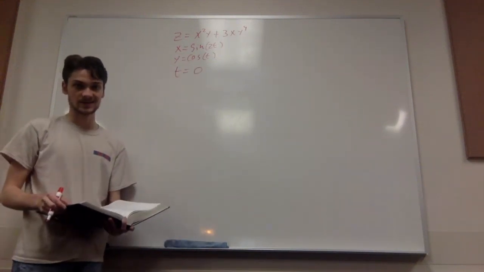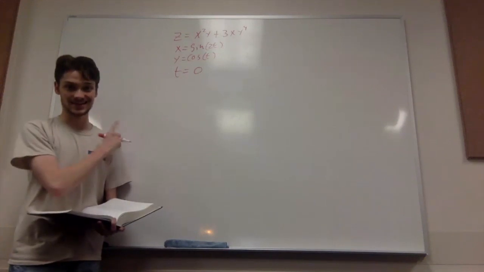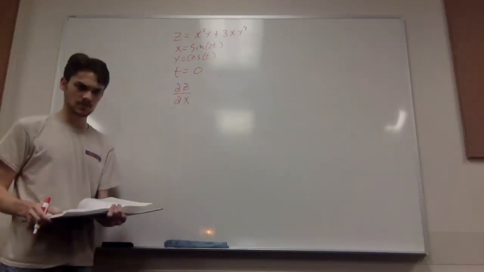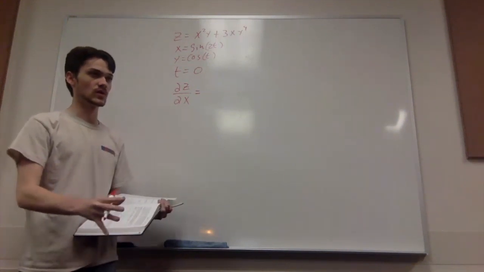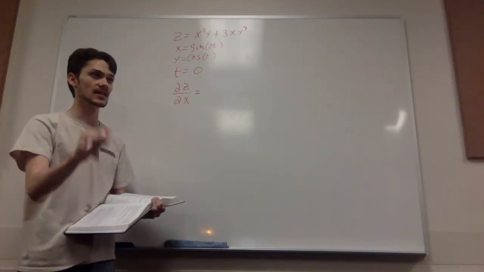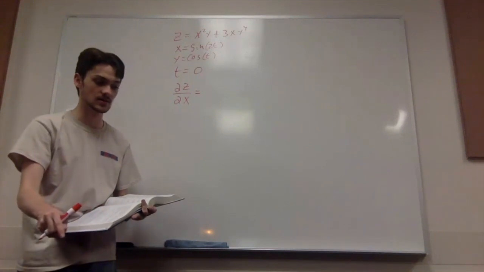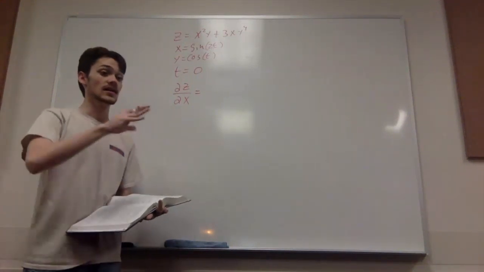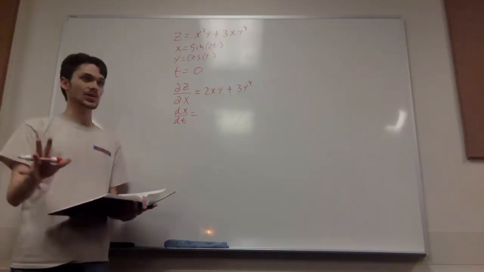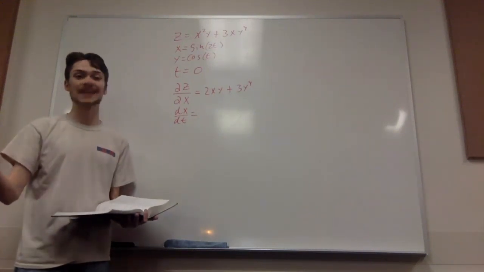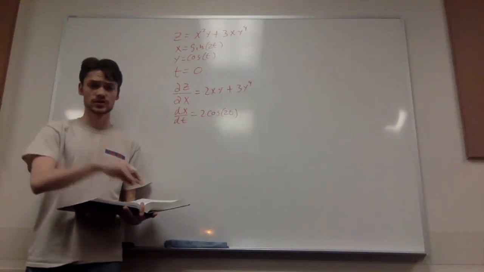We want to find dz/dt at that t. Let's get it started. First is the partial derivative of z with respect to x. When we're differentiating with partial derivatives, we imagine everything except the variable that we are taking the partial derivative with respect to is constant. This is the derivative we're looking for. Next is dx/dt. For that, we are literally just going to differentiate x. Simple chain rule, trig derivative.